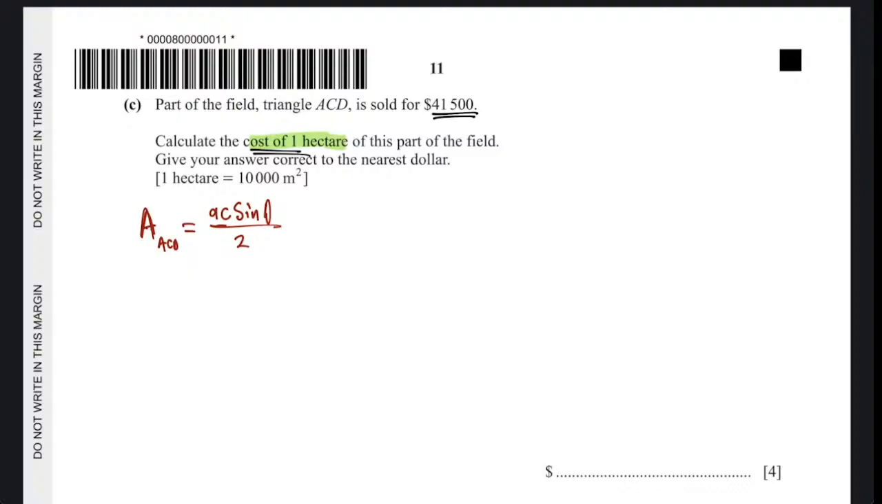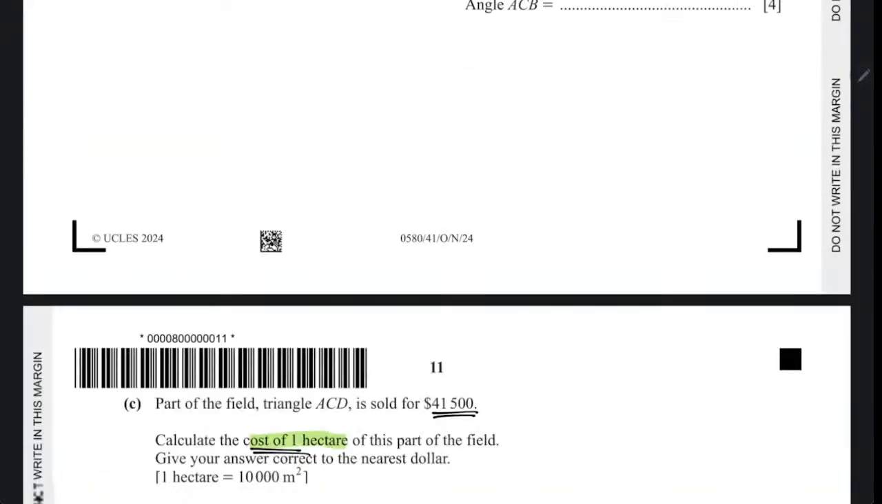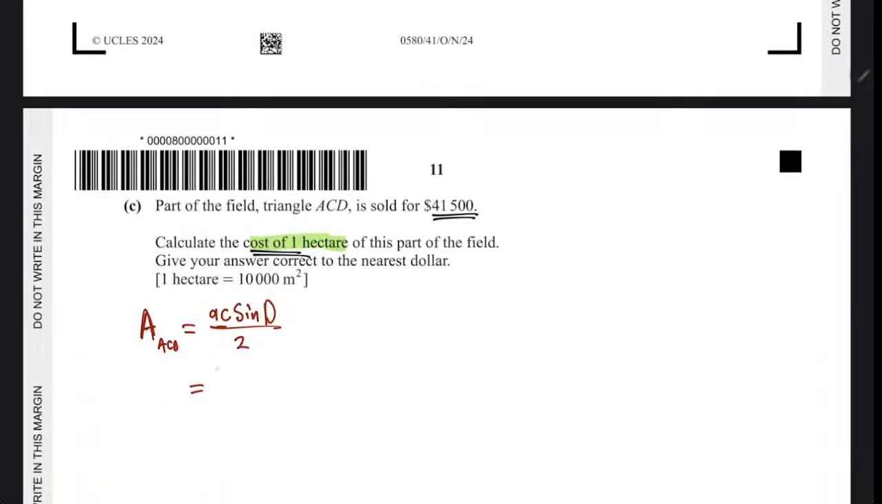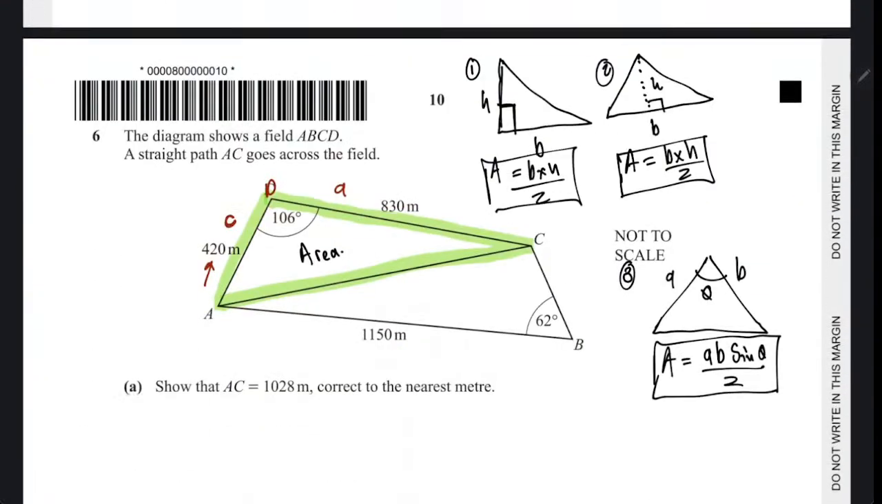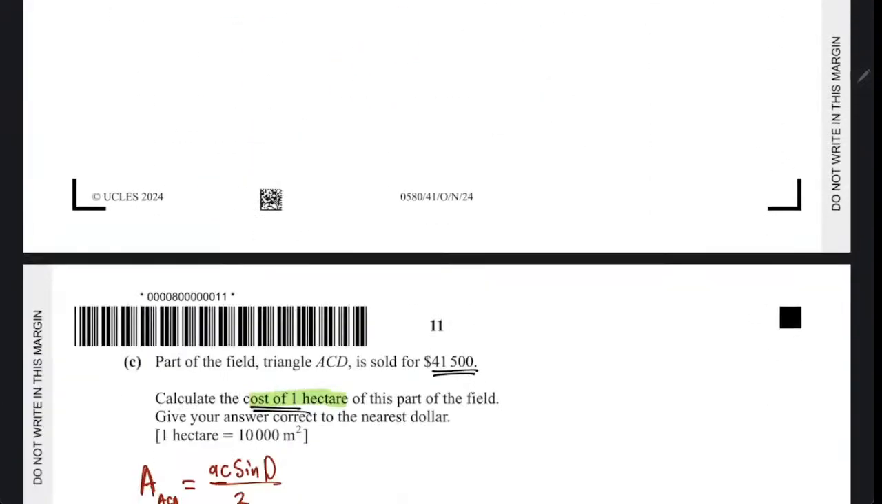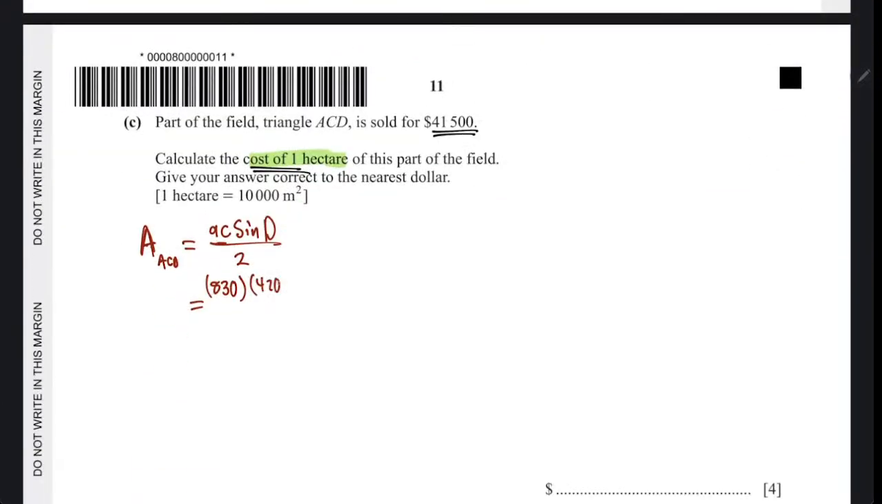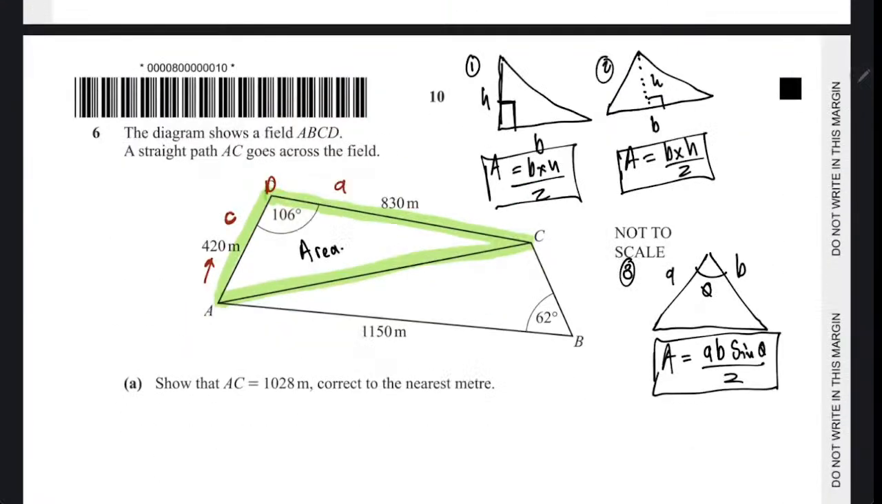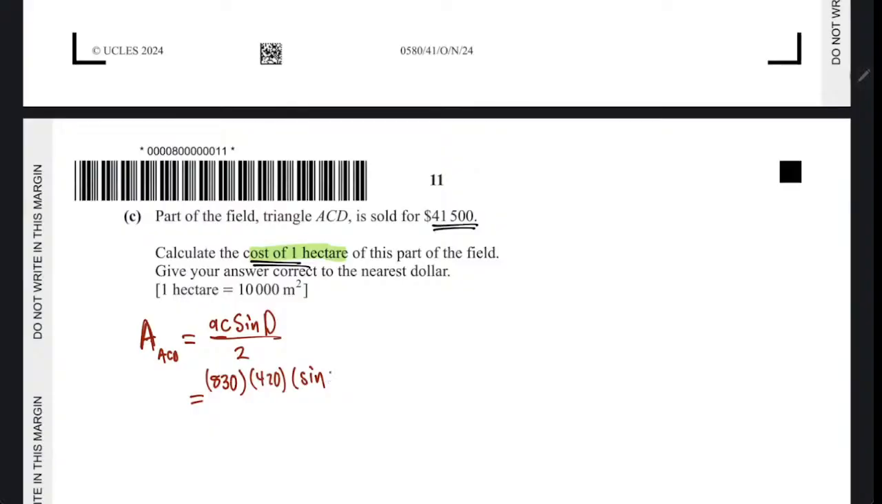Well done. So this is going to be, what is your small a? This side, 830 meters. If you don't want to do this, it's still fine. You can just say 830 meters times the other side, which is 420 meters, times sine of the angle. What is the angle? 106. So times sine 106 degrees all over 2. Then you get the area. What is that?